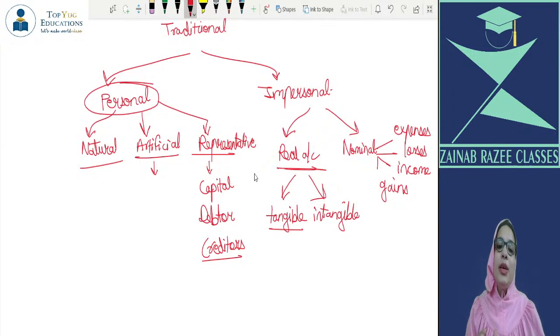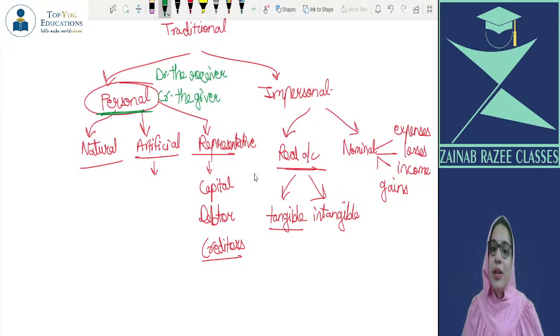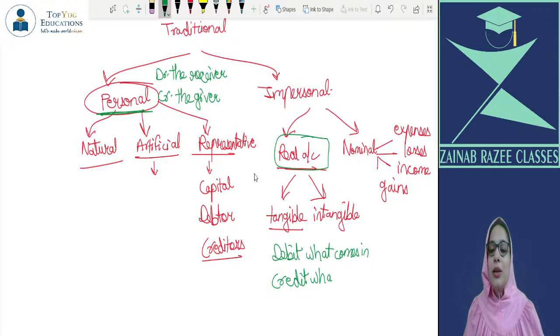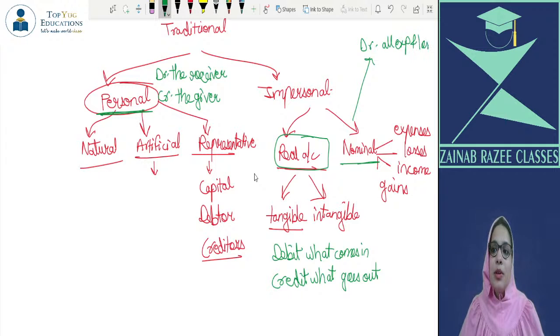After this, when we understood this in detail, we also learned the golden rules of accounting. So for personal, the rule was debit the receiver, whoever has received from business, and credit the giver, whoever has given to business, we will credit him. In case of real account, the rule was debit what comes in and credit what goes out. Whatever comes in the business will be debited, whatever goes out of the business will be credited. And third was the nominal account, where the rule was debit all expenses and losses and credit all incomes and gains.